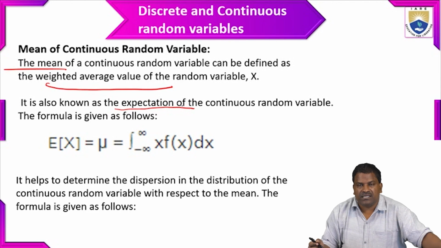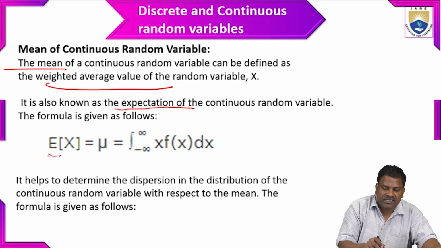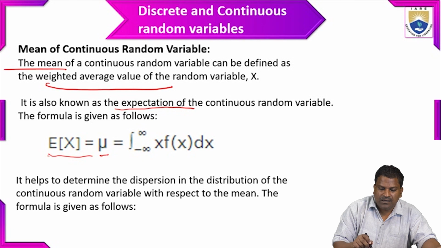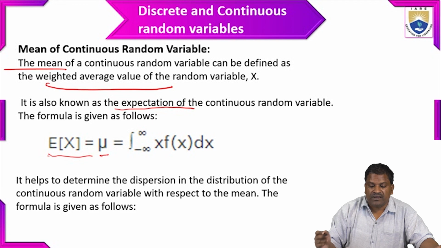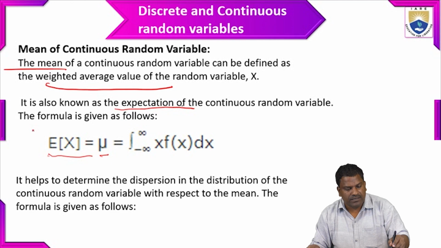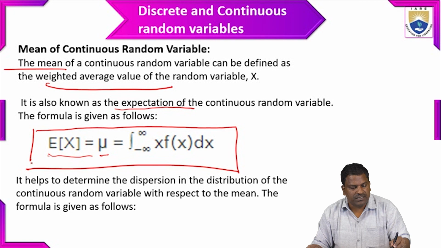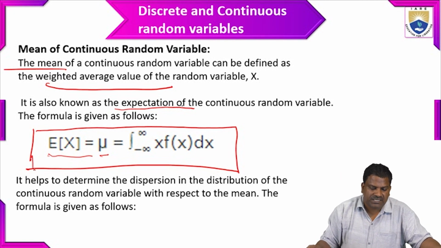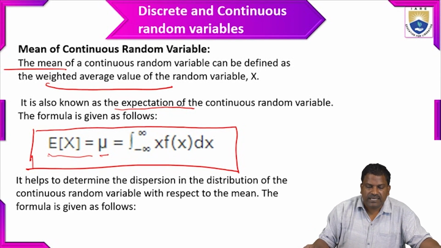So how to find the mean of the continuous random variable using this formula? Expectation E of x is equal to mu, it is nothing but our mean, is equal to integral minus infinity to infinity x into f of x dx. So to find expectation or mean of a continuous random variable, this is the formula: E of x is equal to mu is equal to integral minus infinity to infinity x into f of x dx.